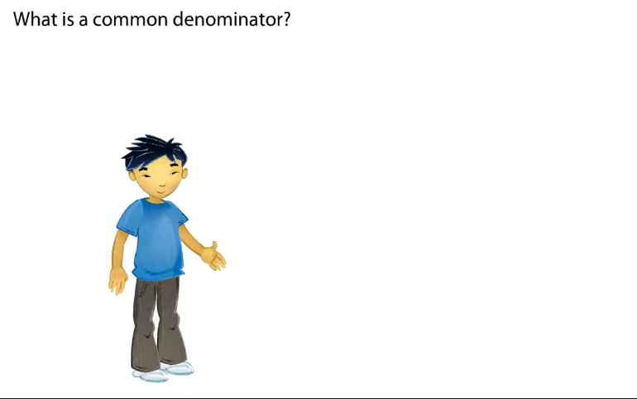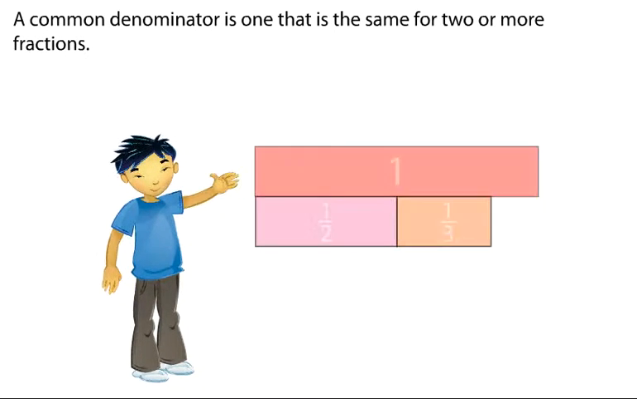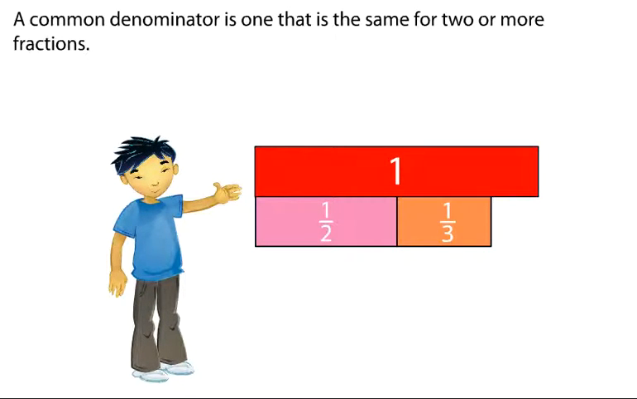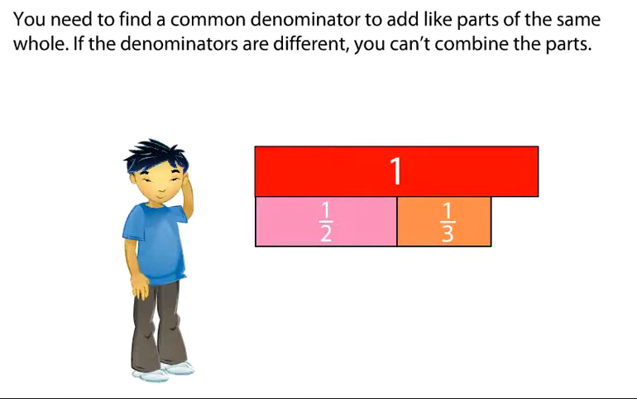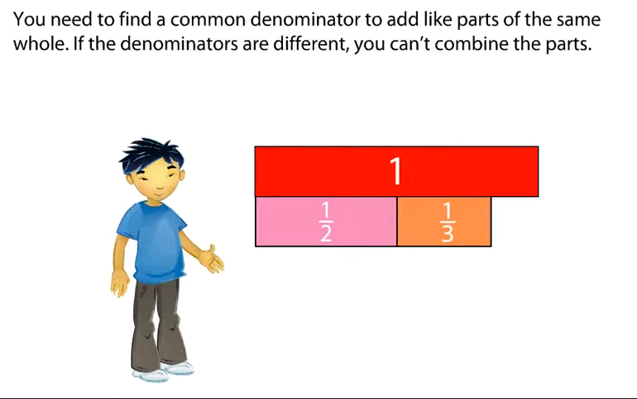What is a common denominator? A common denominator is one that is the same for two or more fractions. Why do you need to find a common denominator? You need to find a common denominator to add like parts of the same whole. If the denominators are different, you can't combine the parts.